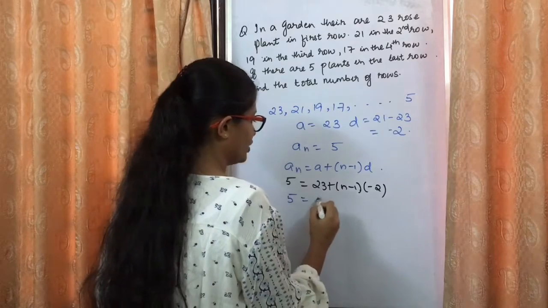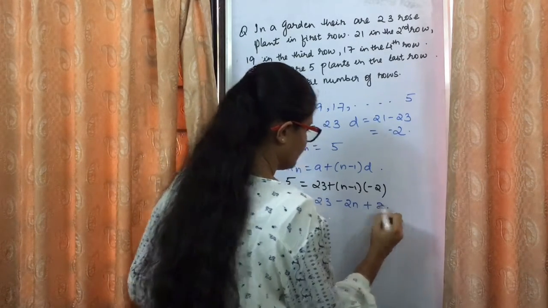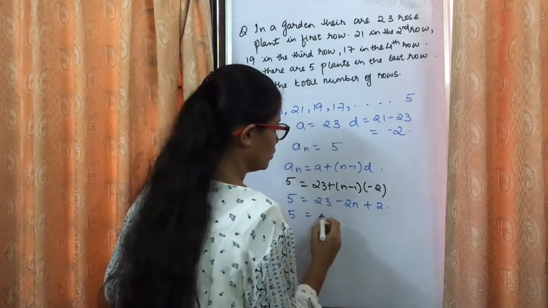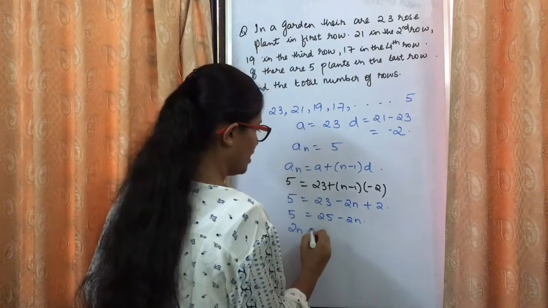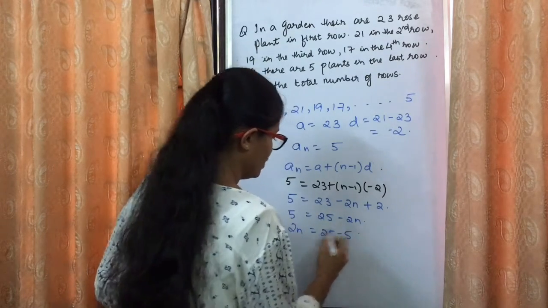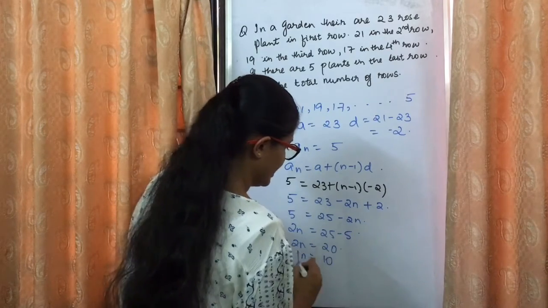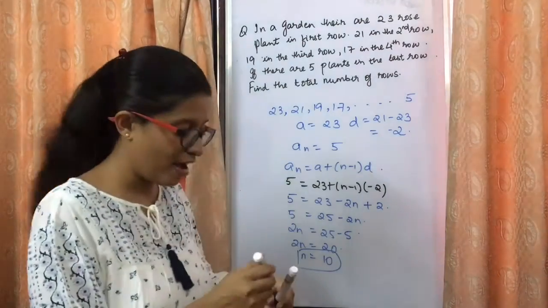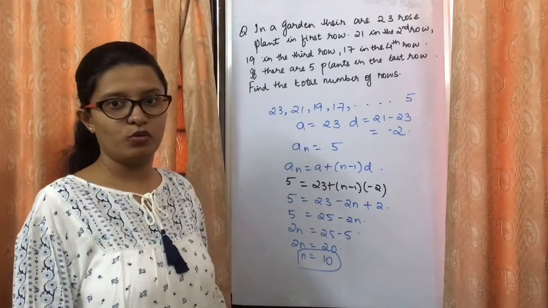Let's solve the equation. 23 minus 2N plus 2. So you will get 23 plus 2, that is 25 minus 2N. Take this 2N over here and 25 minus 5. So 2N comes out to be 20 and N comes out to be 10. So how many rows do we have? We have 10 rows.